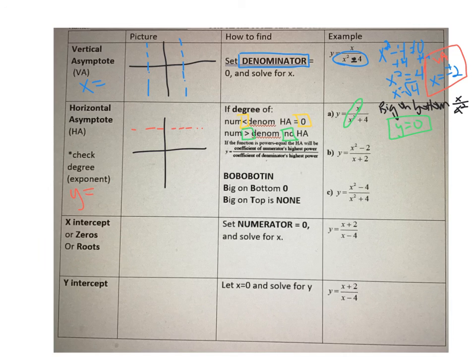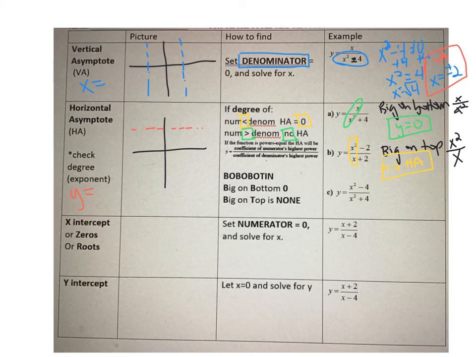So let's look at the second equation, y equals x squared minus 2 divided by x plus 2. Again, all we're looking at is the degree. So we're looking at x squared over x. This time it is big on top. Because it's bigger on top, big on top is none. So there is no horizontal asymptote for this one.